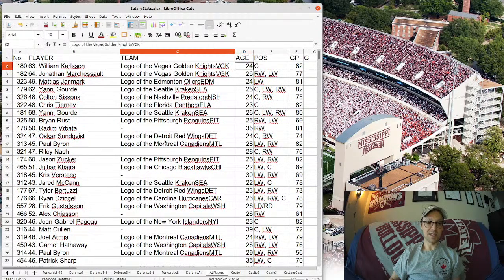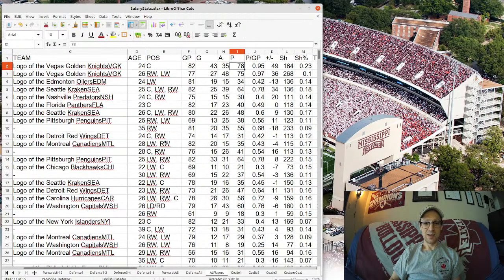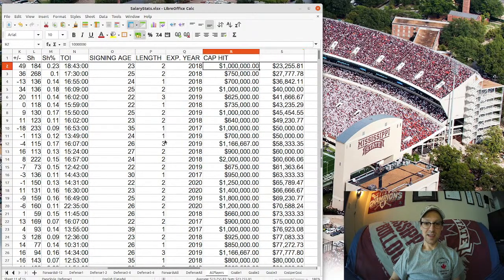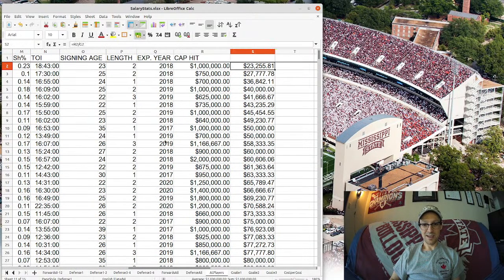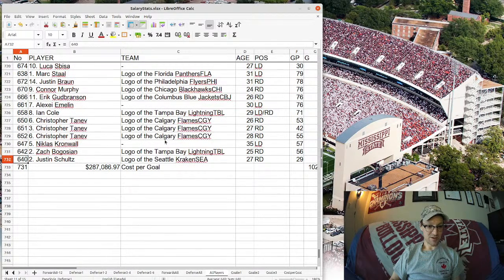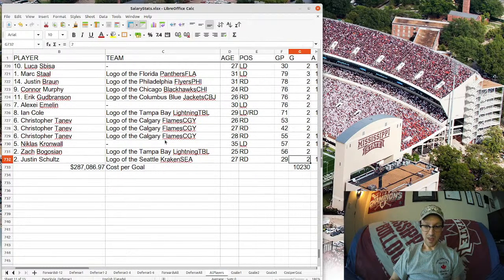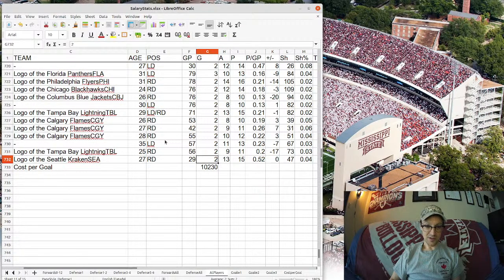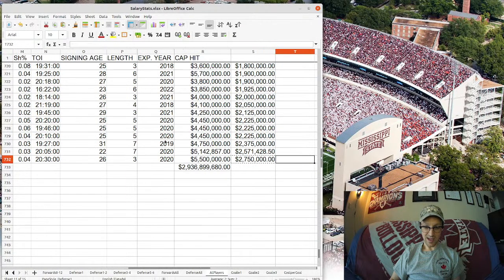Okay, so the most expensive player on a cost per goal basis was... Sorry, we'll start with the least. So least expensive is William Karlsson. When he had 43 goals, he was making $1 million. And so it was $23,255 per goal. And the most expensive was Justin Schultz when he had 2 goals in 29 games and was making 5.5 million, and then that was costing 2.75 million per goal.